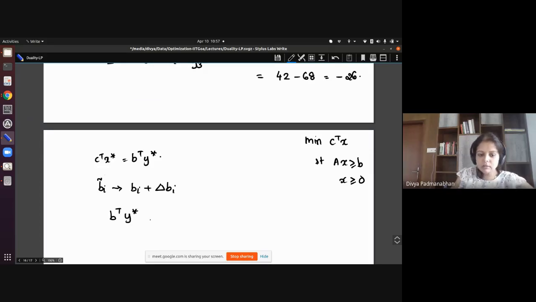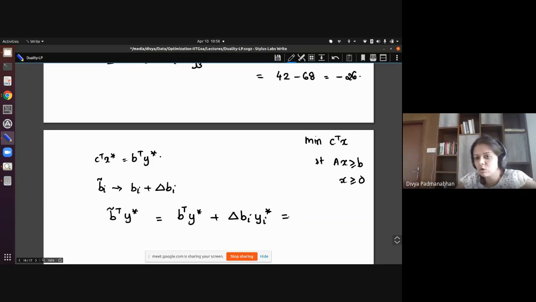So let me call this B tilde. The only change is in the ith constraint. All other right-hand sides are the same. So this B tilde transpose Y star is just B transpose Y star plus delta Bi times Yi star, right? I'm just substituting the value of the dual objective here. And so this is the new change in the objective value.